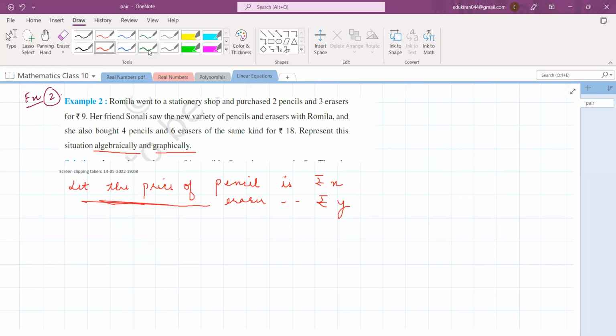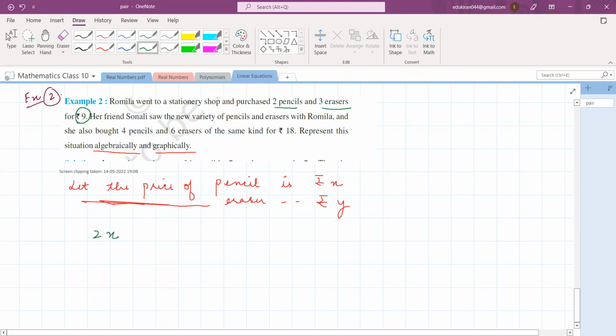Now, how to write it? 2 pencils and 3 erasers combined, how much rupees? 9. So basically 2 into X. X is the price of 1 pencil and she has purchased 2 pencils. Plus, Y is the price of 1 eraser, and she has purchased 3 erasers. So in total she has paid ₹9. So this is the first equation.